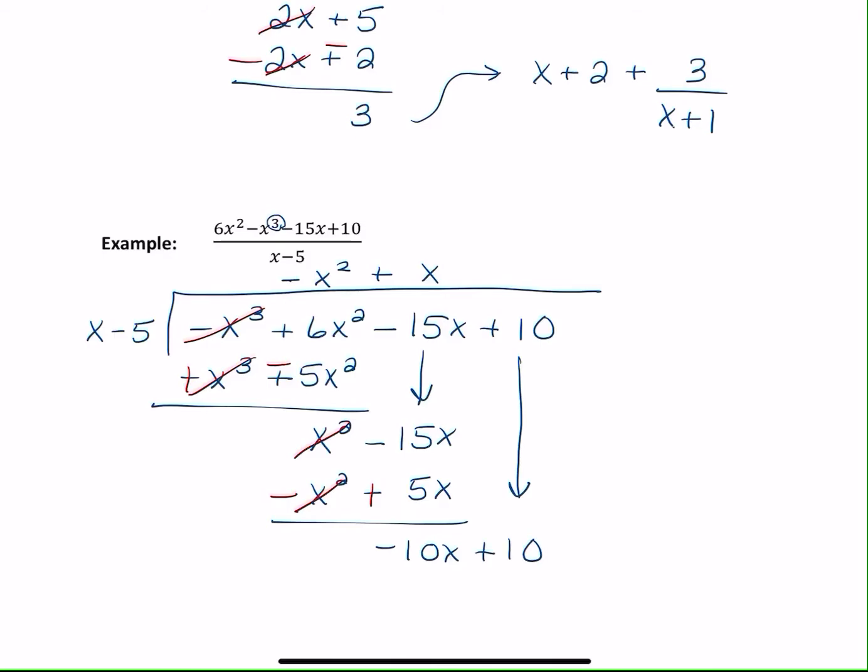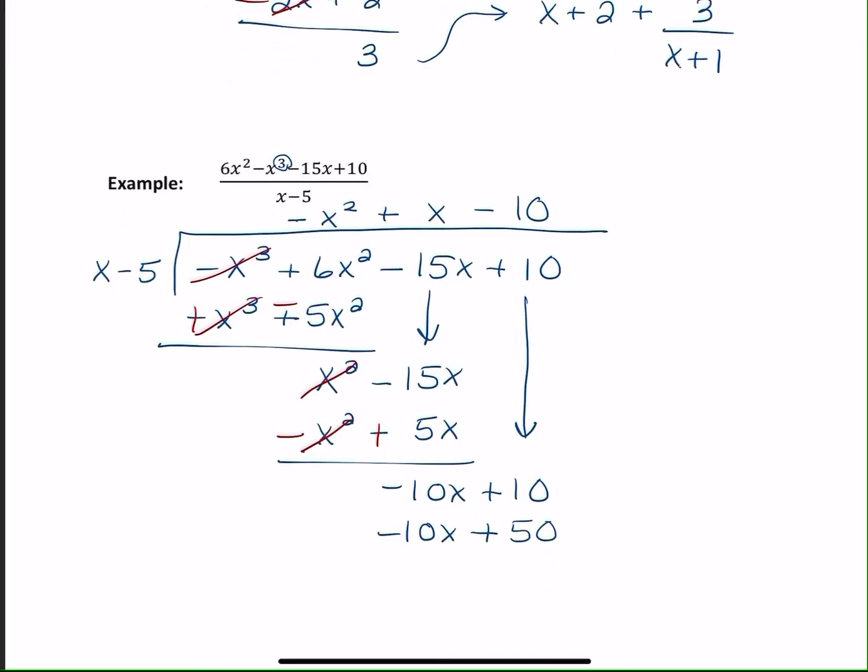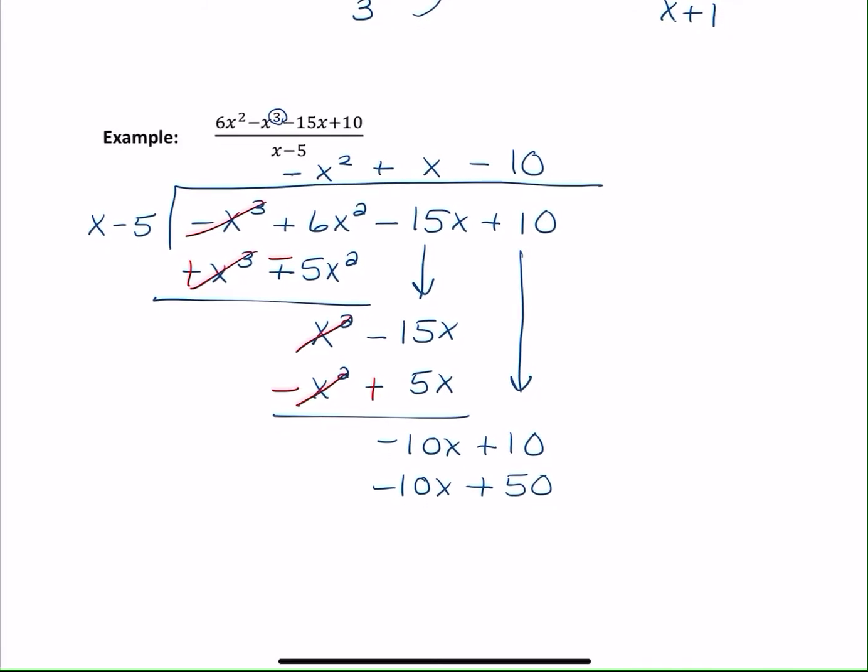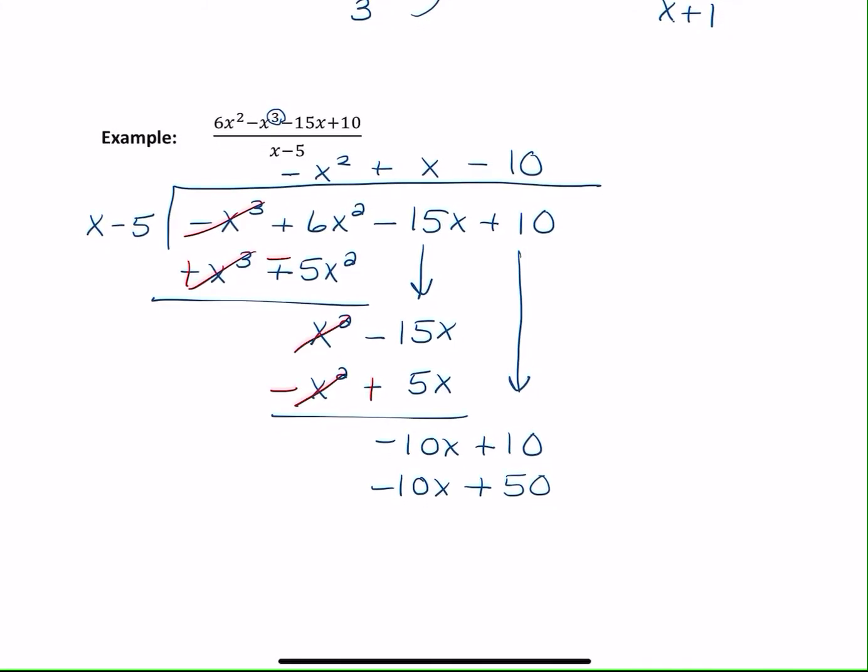And then what do I multiply x by to get negative 10x? It's just going to be a negative 10. So I've got negative 10x plus 50. And then we're going to subtract, which will leave us with a remainder of negative 40. So I'm going to have plus a negative 40 over x minus 5.